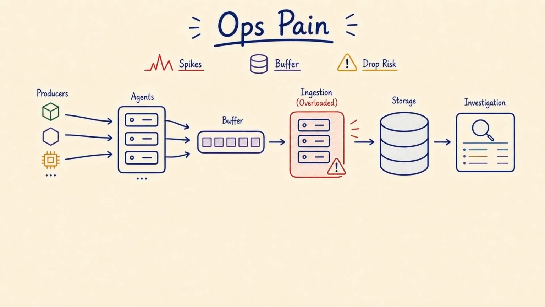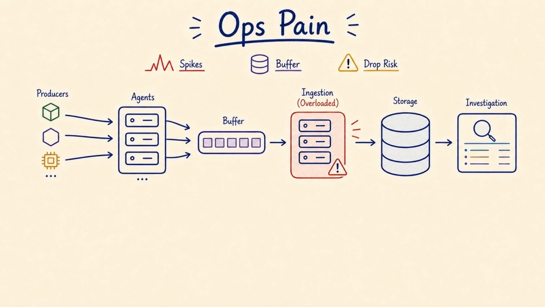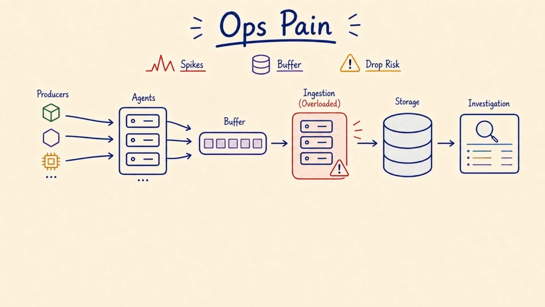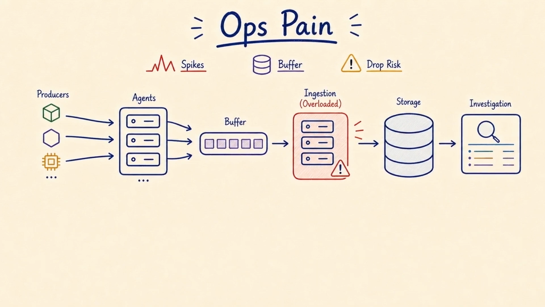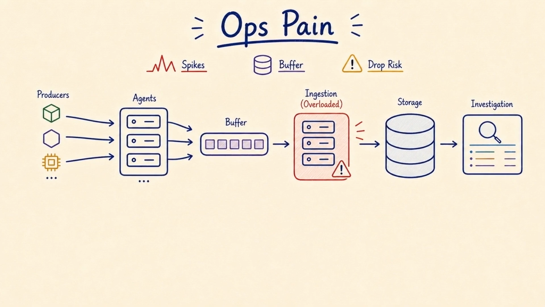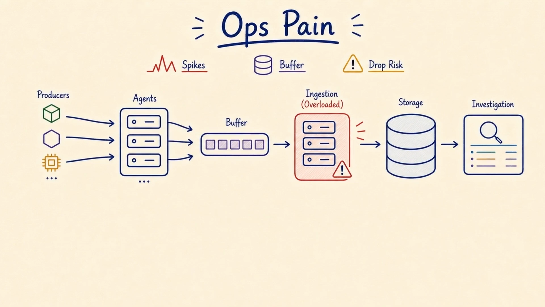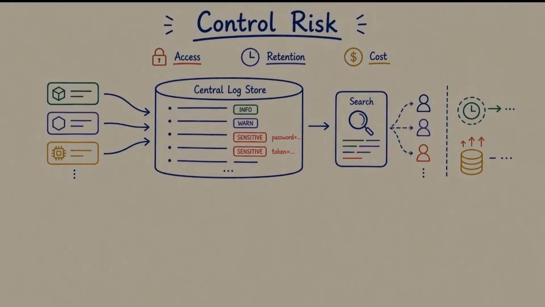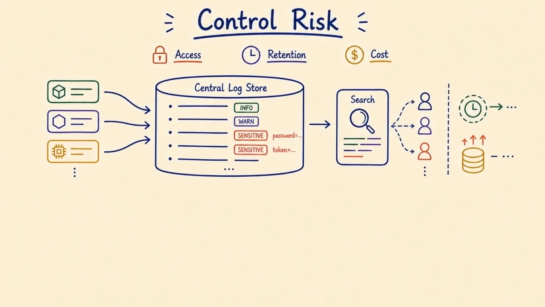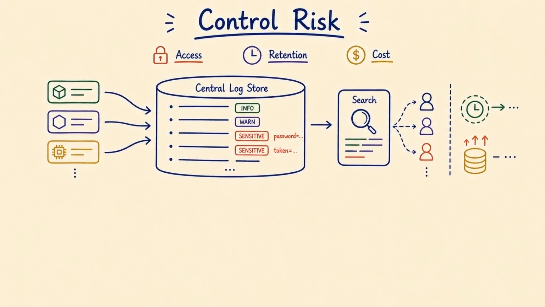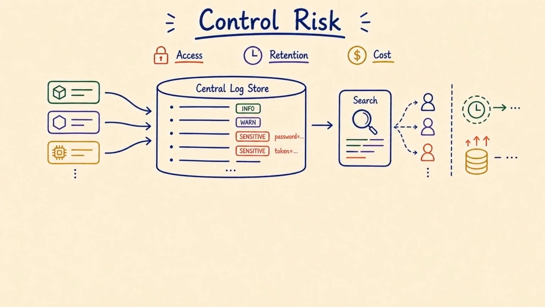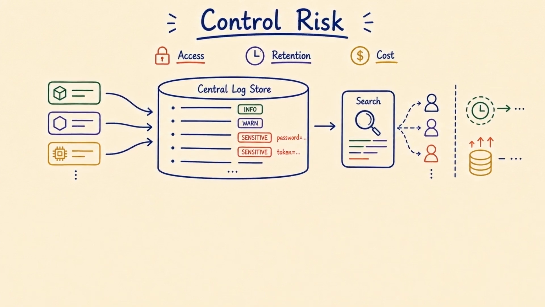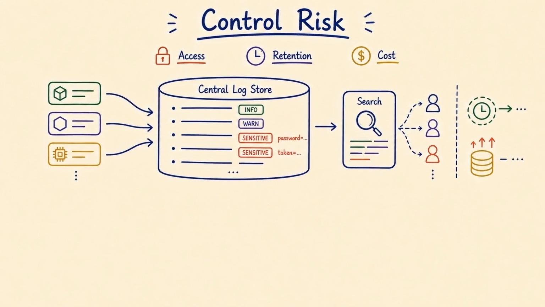Then operations gets involved. If the design cannot be observed, rolled out, and recovered safely, the system is already too expensive to own. In this topic that pain looks like ingestion spikes that can drop the very evidence you need during the incident if buffering is weak. And then comes the part junior diagrams almost always skip. Logs become a security and cost problem when access and retention are treated as afterthoughts. That is where production-grade thinking separates itself from feature demo thinking.